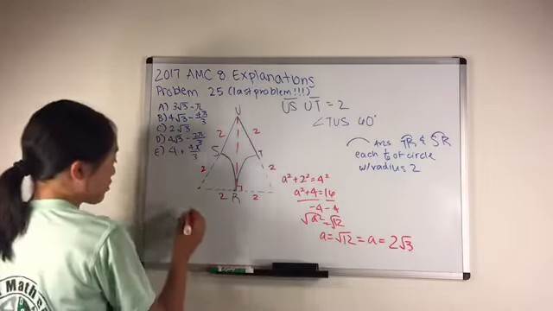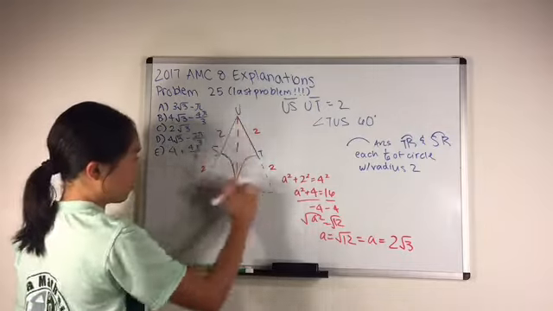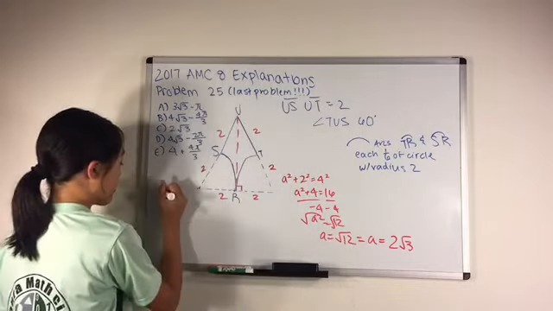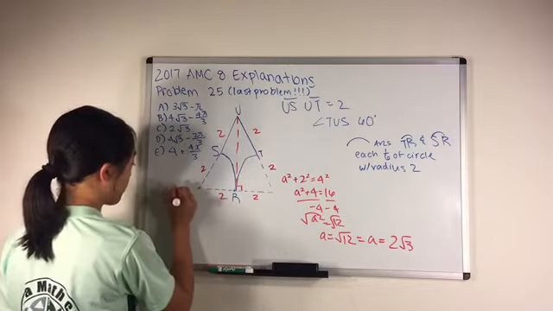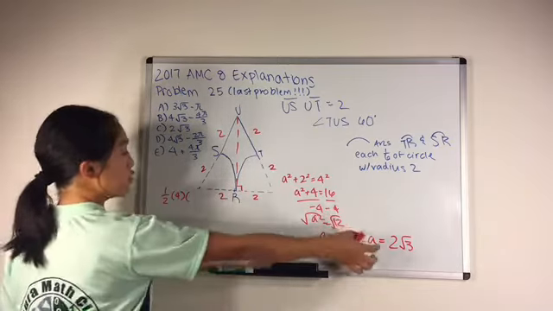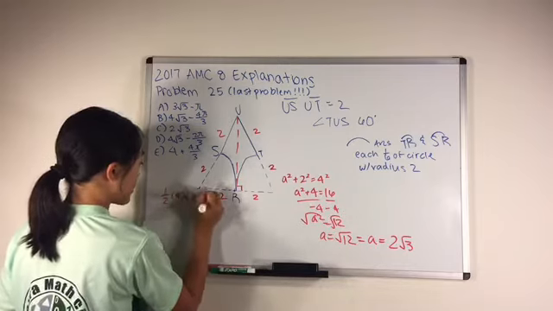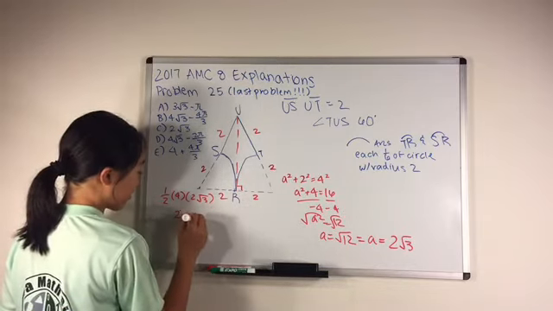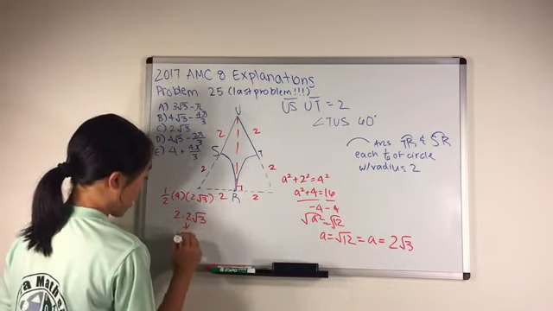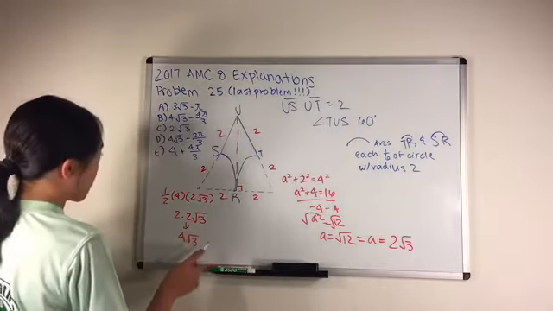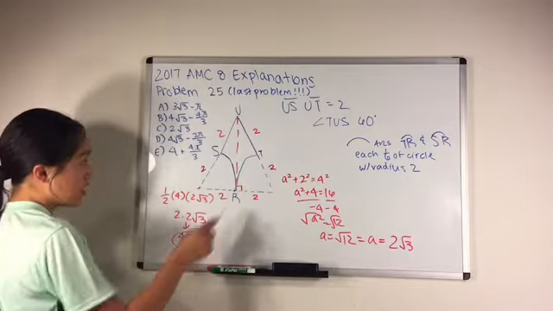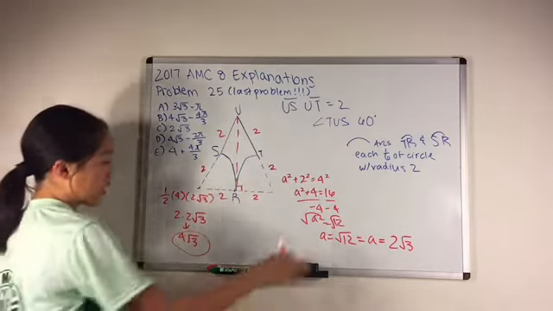Now that we have the height, we can find out the area of this whole triangle over here. So by doing that, we have 1/2 base, which is 4, because 2 plus 2 is 4, times height, which is 2 rad 3. So we get 2 times 2 rad 3, which makes 4 rad 3. So that means that 4 rad 3 is going to be the total area of this triangle.